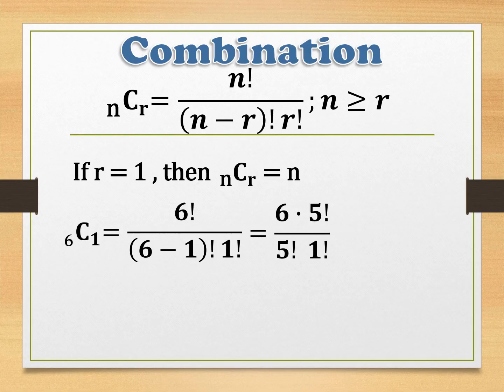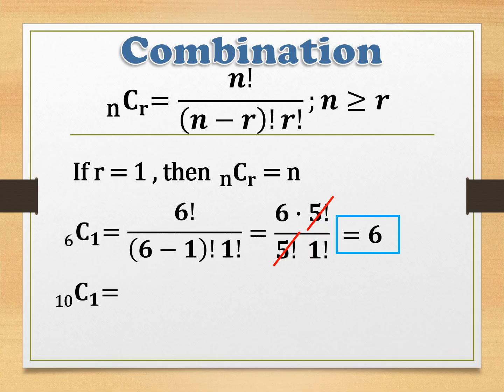6 minus 1 is equal to 5. So therefore, we have now 6 times 5 factorial. That is the value of 6 factorial. And then the denominator is 5 factorial times 1 factorial. And we can cancel 5 factorial. So 6 divided by 1 is equal to 6. So that is the value of n. And the number of combinations of 6 objects taken 1 at a time is equal to 6.